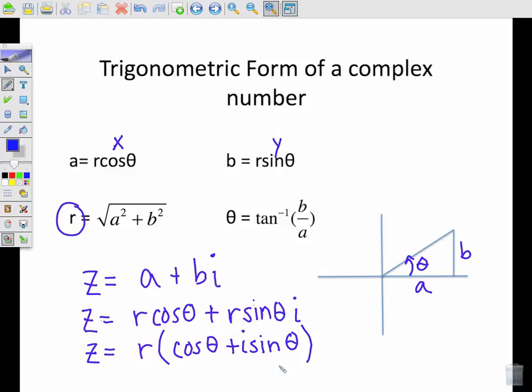This is just a direction. Remember, this is just a direction vector. And multiplied by r, this is our trigonometric form of a complex number. That's how we will write it.